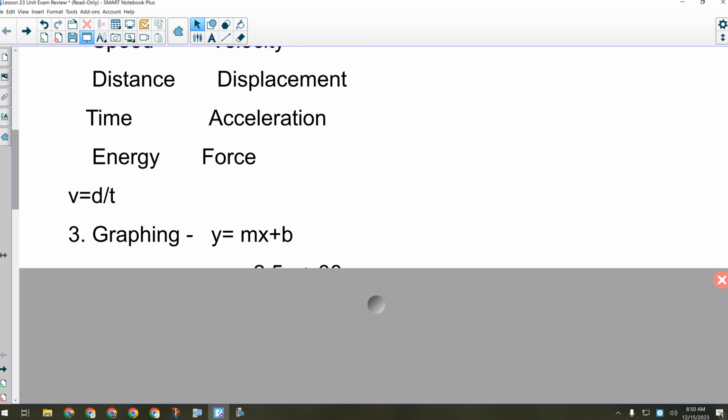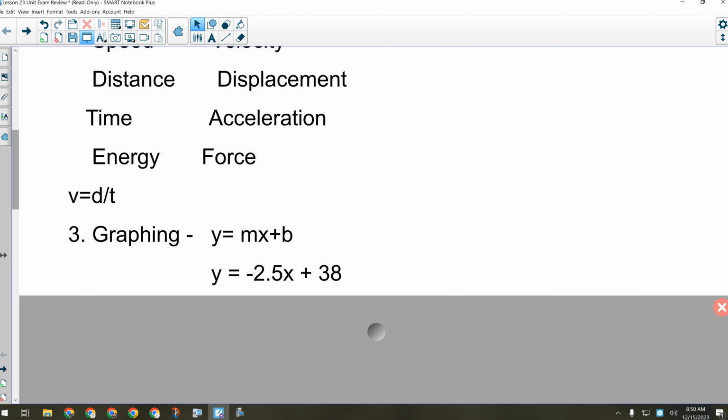Okay, graphing. Absolutely, positively, the single largest set of marks on this exam. There are several multiple choice questions involving interpretation from graphs. And there is one of each type of graph in the written response. So one position versus time, one velocity versus time.